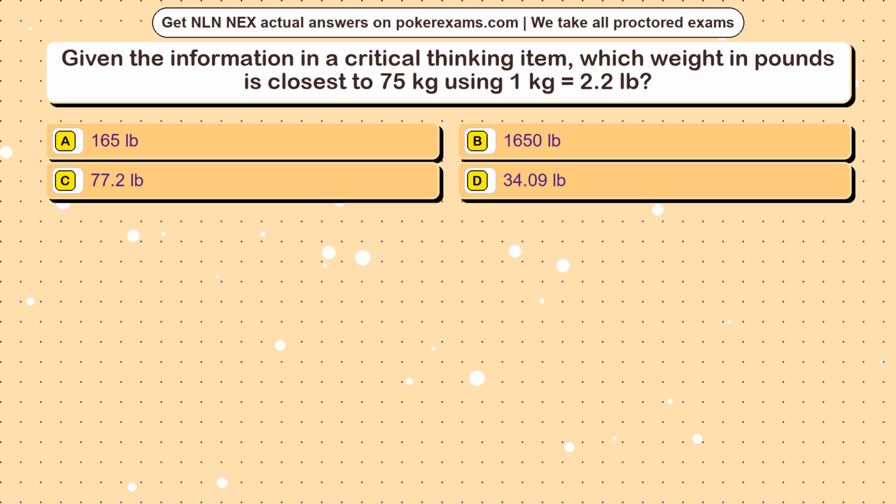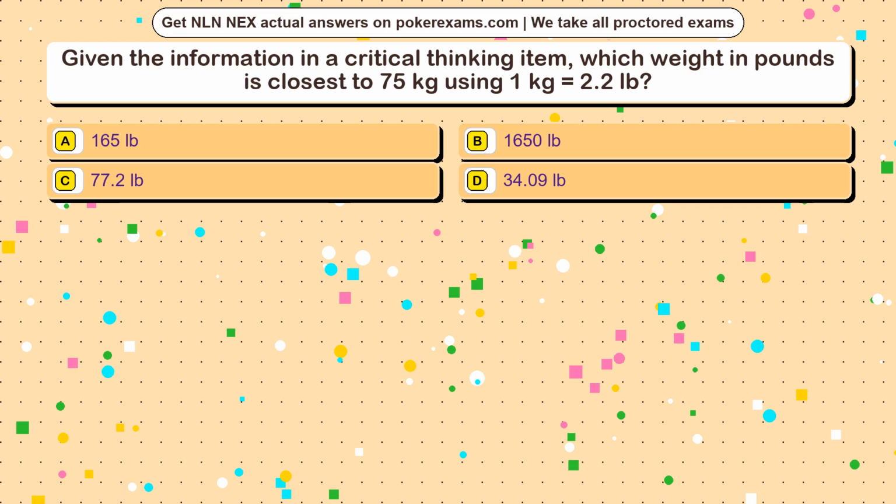Question 6. Given the information in a critical thinking item, which weight in pounds is closest to 75 kilograms using 1 kilogram equals 2.2 pounds? Option A, 165 pounds. Option B, 1,650 pounds. Option C, 77.2 pounds. Option D, 34.09 pounds.